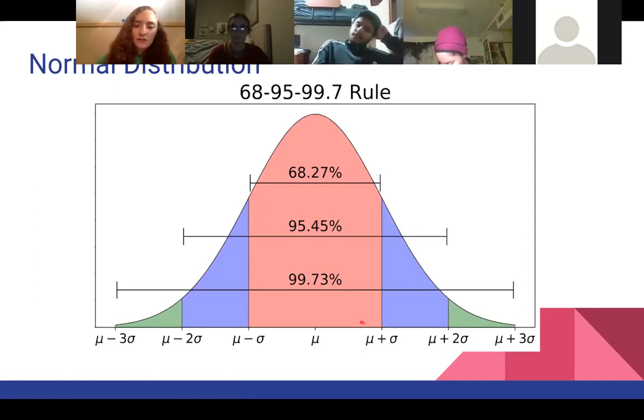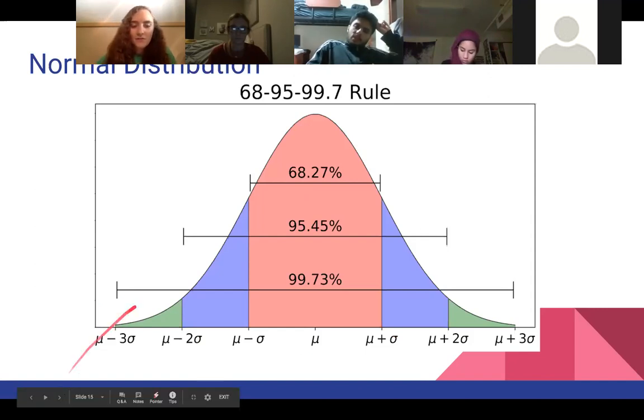Within one standard deviation above and one standard deviation below, that's about 68%. And then you have 95% within 2 standard deviations below and 2 standard deviations above the mean, and close to 99% for 3.